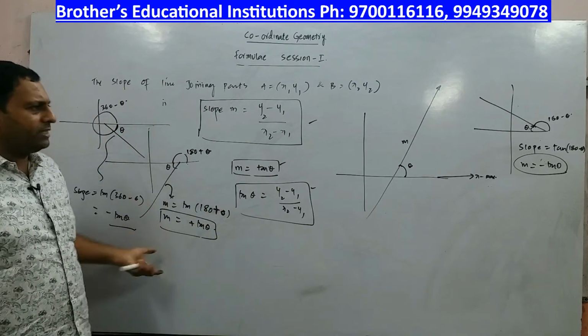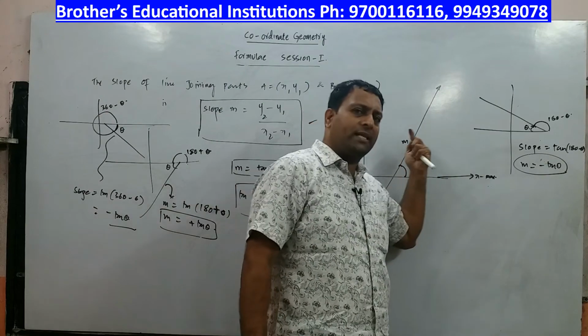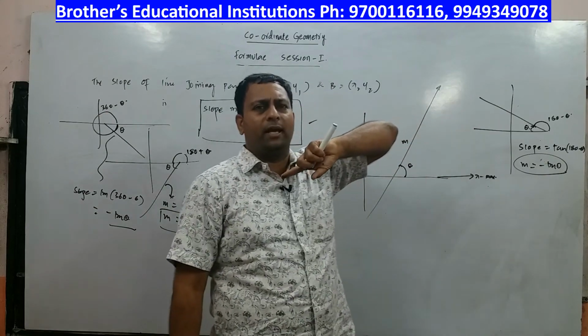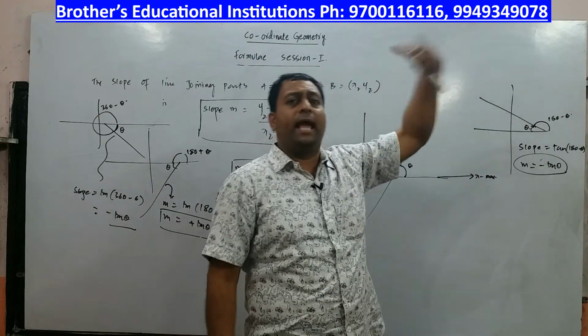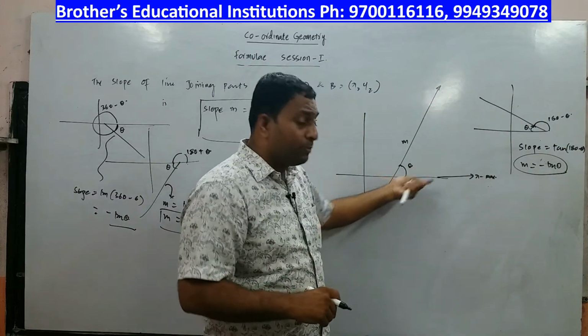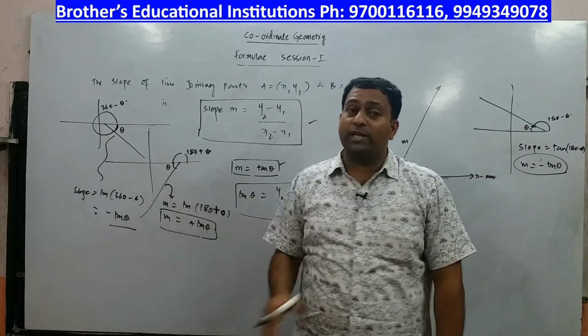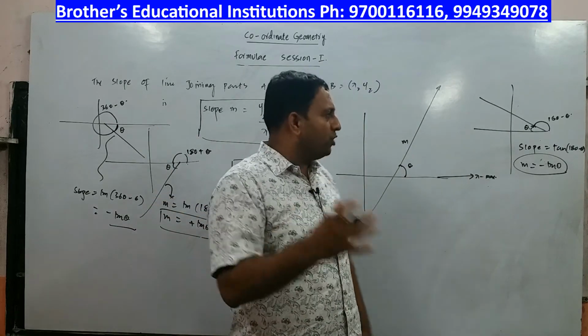But the basic concept is, if theta is the inclination made by the line with the positive x-axis, then the slope is tan theta. Don't simply say if theta is the angle. Angle with respect to what? That is very important. So if the angle is with respect to the positive x-axis, then the slope is tan theta. Otherwise, these are the respective cases which you will come across. I am sure you are able to follow.